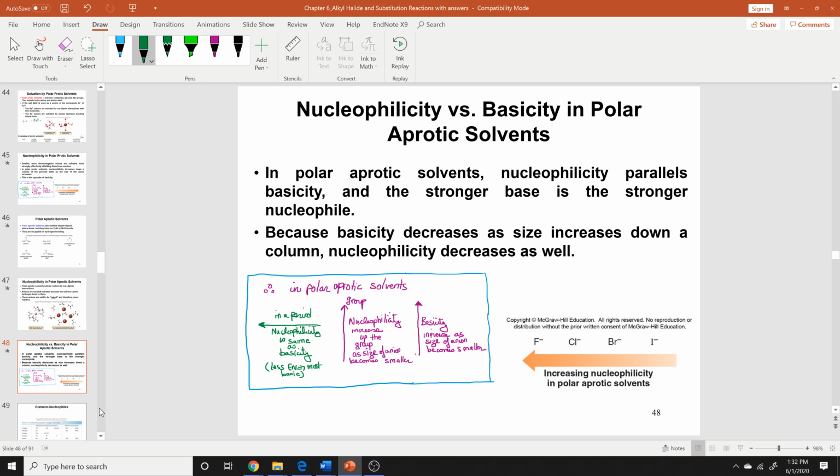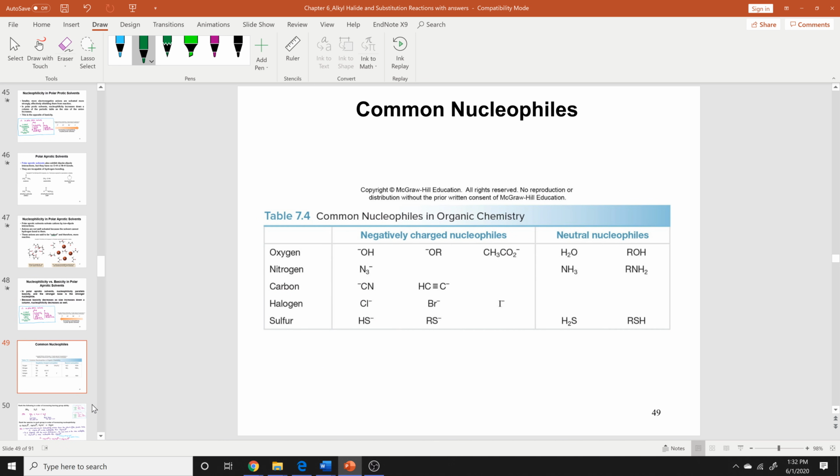This is another small table over here. Now for aprotic solvents, nucleophilicity is the same as basicity in a period. Now in a group, it's also the same. As basicity increases, nucleophilicity is going to increase. So these two tables, you can have them with you if you want in the exam. Just write them down on a piece of paper and use them to solve problems in the exam.